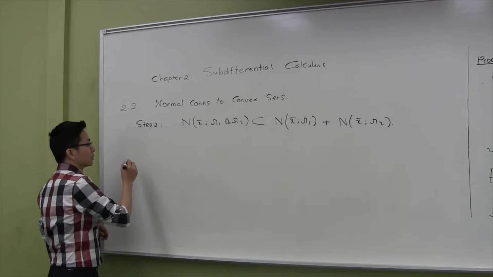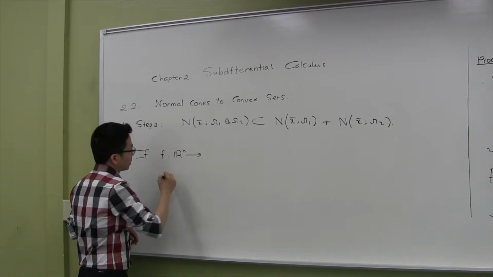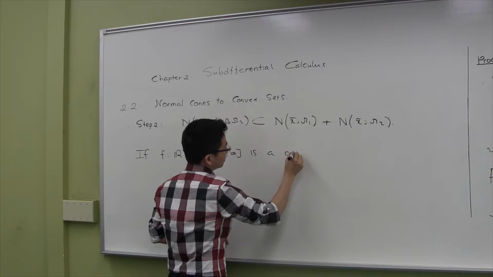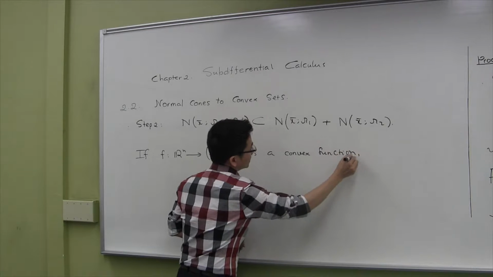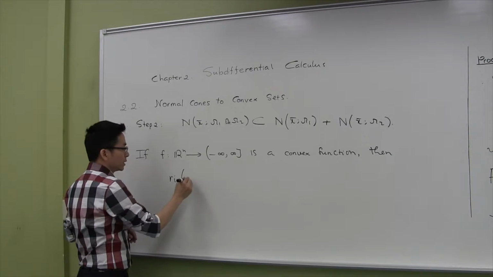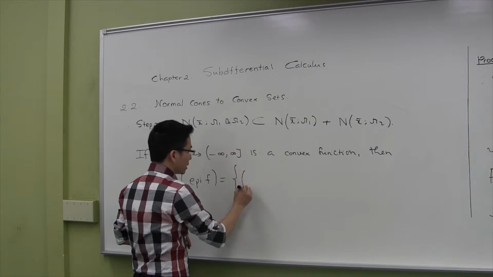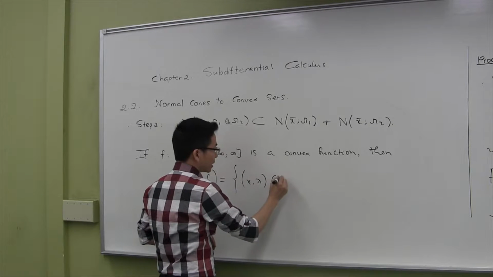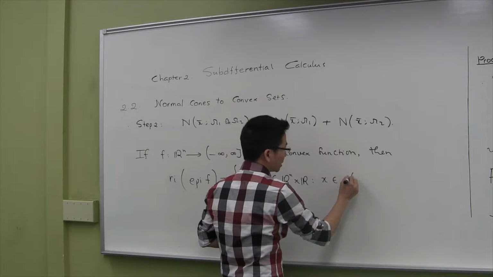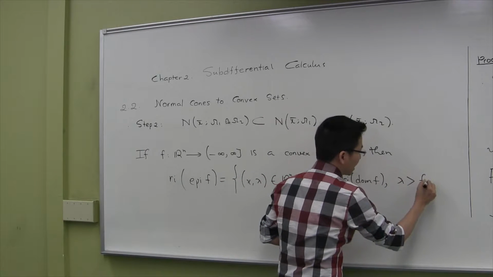Okay, so recall that if f from Rn to the extended real line is a convex function, then the relative interior of the epigraph of f can be represented as all pairs (x, lambda) in Rn times R, such that x is in the relative interior of the domain of the function and lambda is strictly greater than f of x.